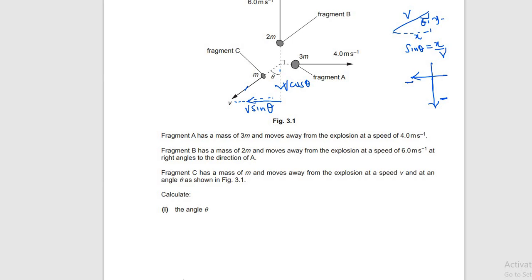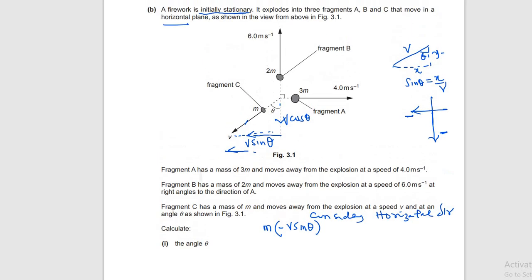Let me consider the horizontal direction first. Considering horizontal direction. Now, one of the horizontal directions is this. I remember the direction is toward the left, so the velocity is toward the left, the mass is m. Momentum is mass times velocity. In this case, the mass is m, velocity is minus v sine theta. That's one horizontal direction.